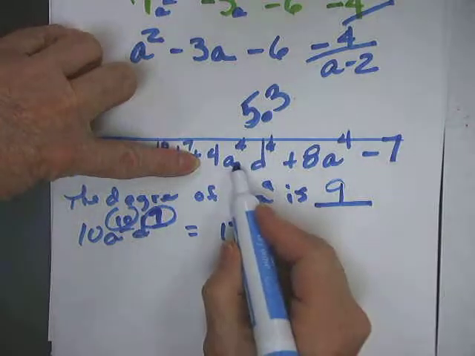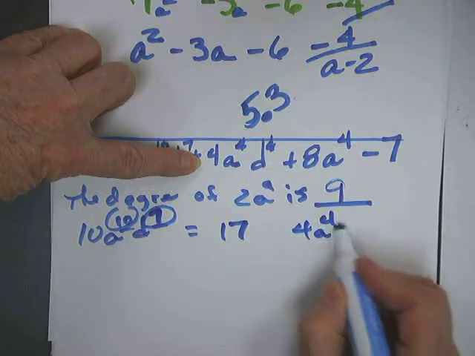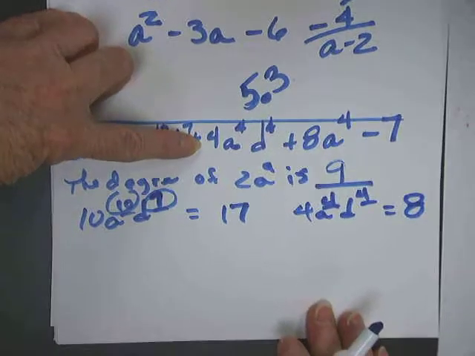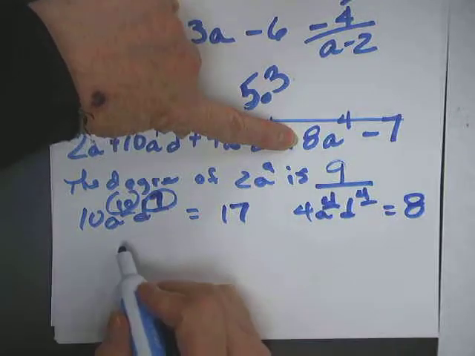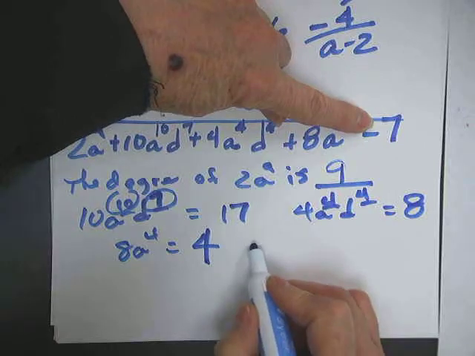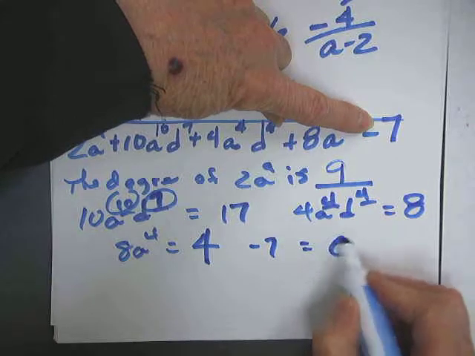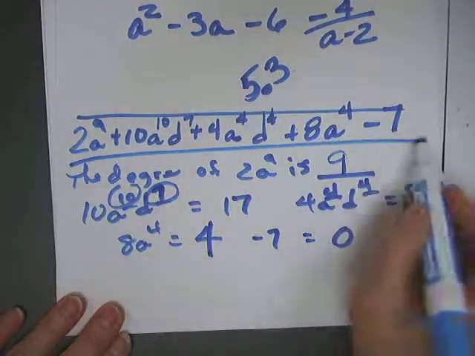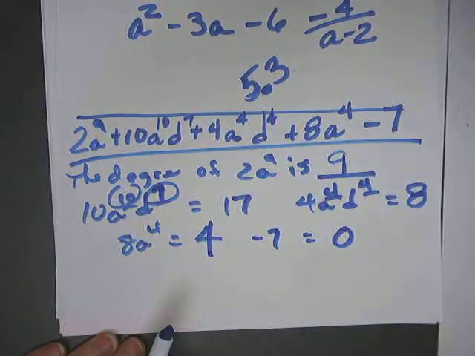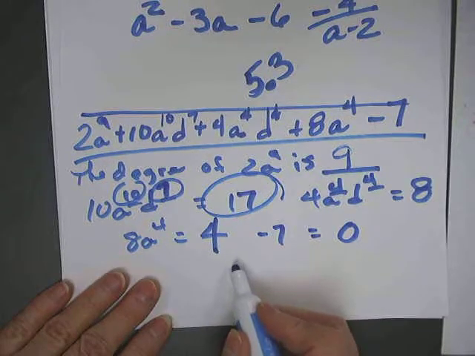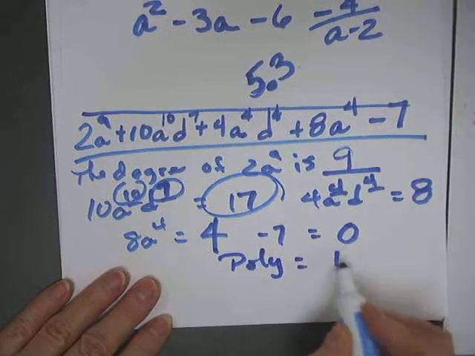We need to move on so we get everything covered up. Next question. This looks huge, but it's not. Okay. 2a to the 9th plus 10a to the 10th d7 plus 4a to the 4th d to the 4th plus 8a to the 4th minus 7.